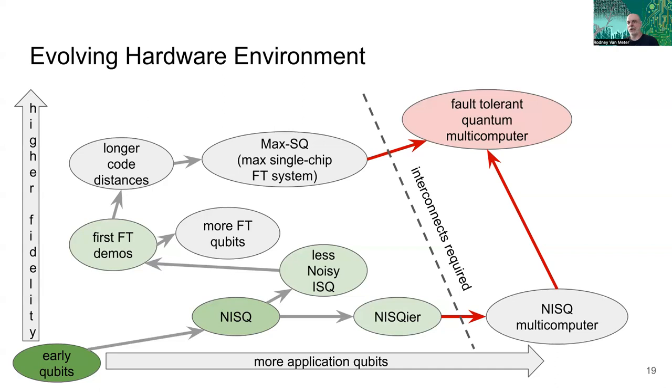So the size of the largest system that we can fit onto a single chip, particularly when we're talking about fault tolerance, is going to be pretty limited. And let's call it max Q. So at some point, what we have to do is we have to go from single chip systems to multi-chip systems, and that's going to involve designing and building interconnects.